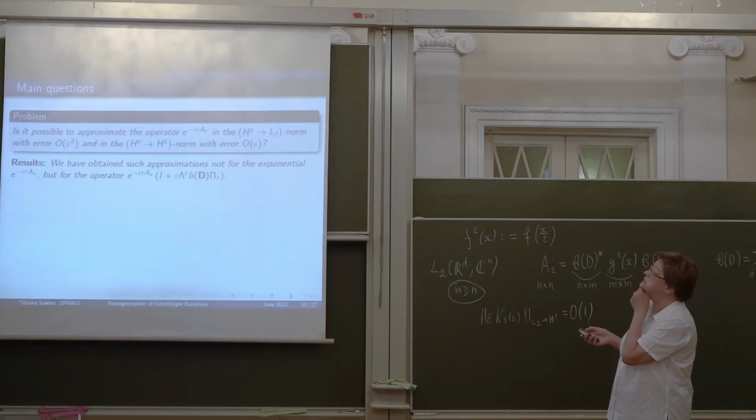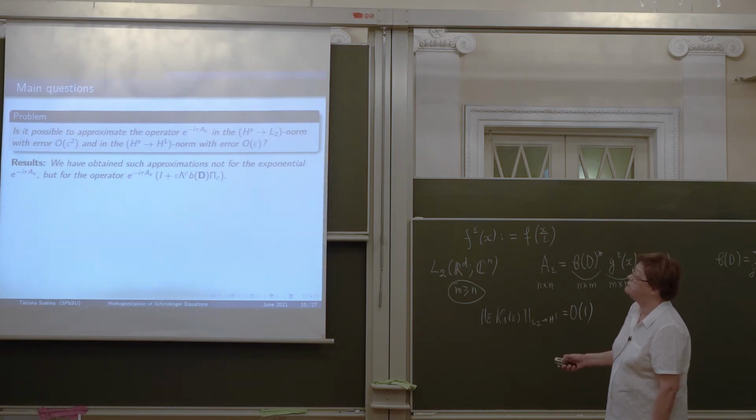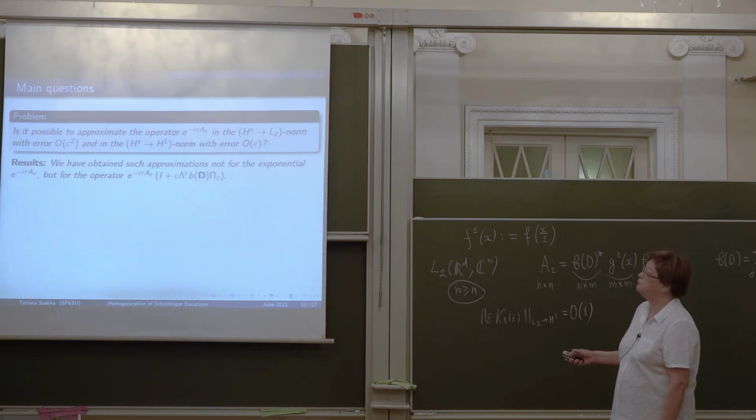What did we obtain? We obtained such approximations not for the exponential itself, but for this composition, for the exponential multiplied by this operator, identity plus epsilon lambda epsilon b of d pi epsilon. For this operator, it is possible to find such approximations.